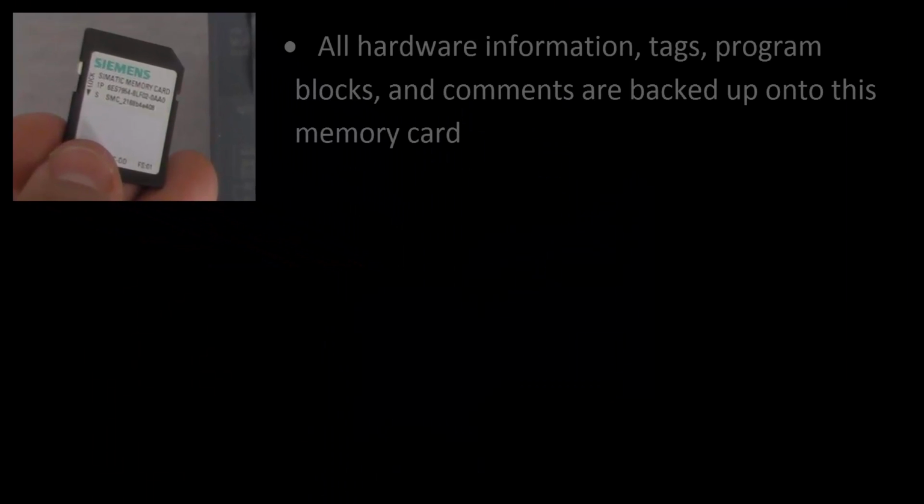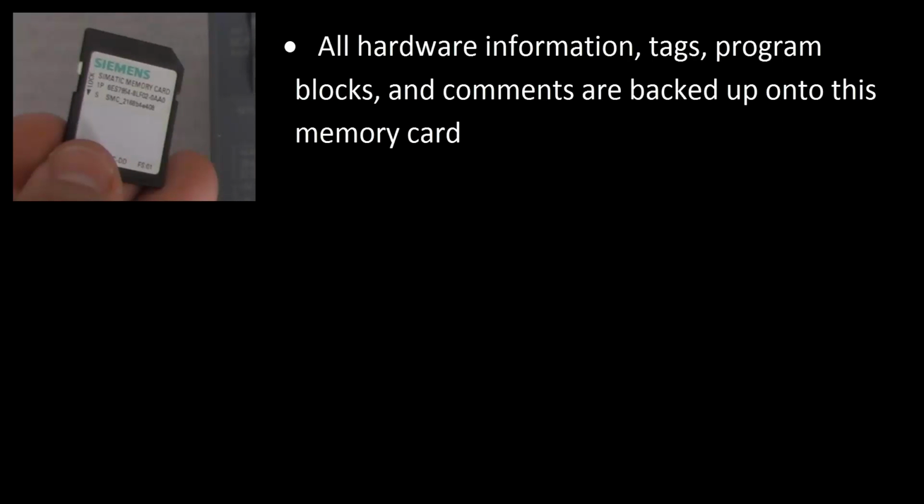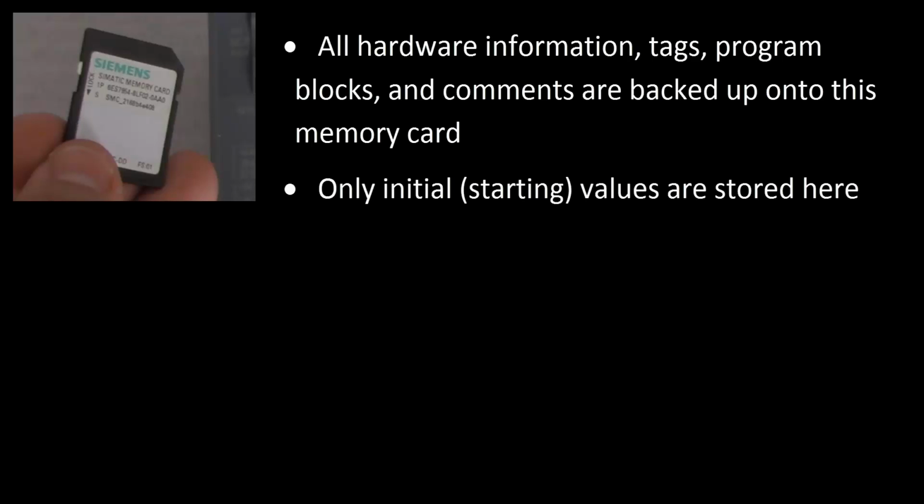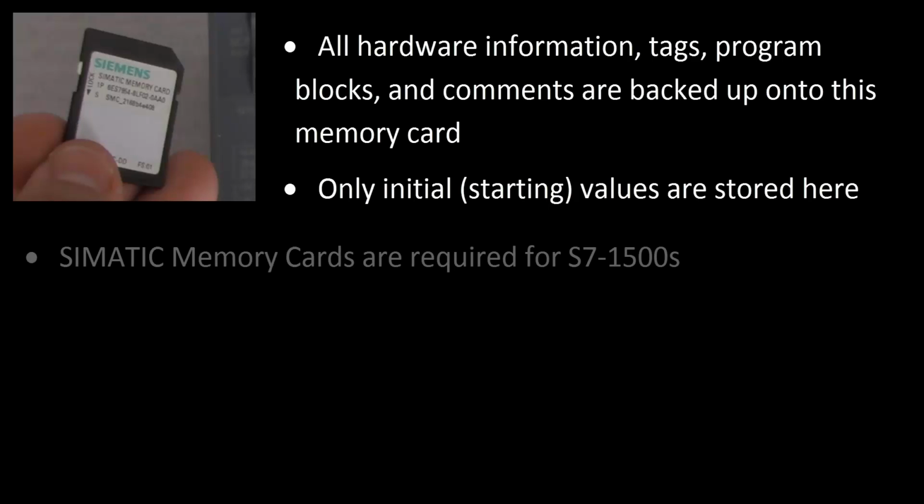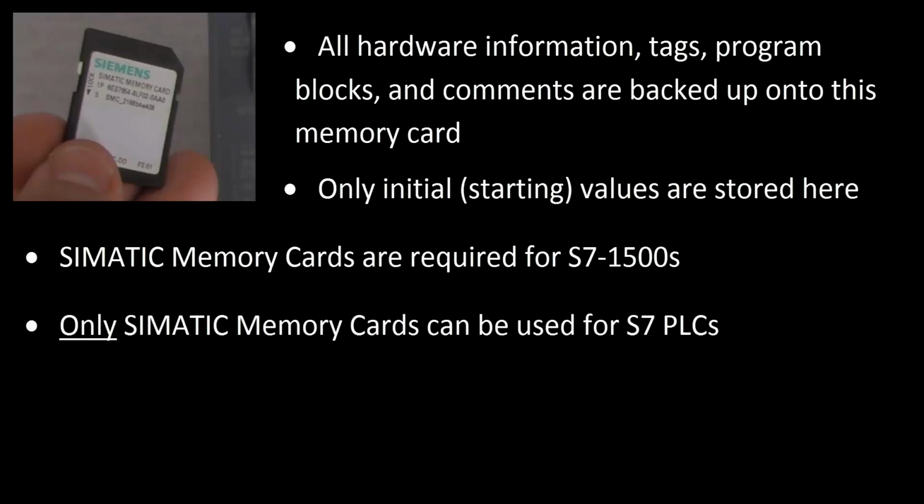Some notes about this card include that all of your hardware configuration, your tags, your program blocks, your comments, and your titles are automatically backed up onto this card. Now, while your tag information does get stored here, the actual values do not. That gets stored in the internal memory of the PLC. The use of a Simatic memory card with an S7 1500 is mandatory, and only a Simatic memory card can be used. For example, a standard SD card will not function in a 1500.